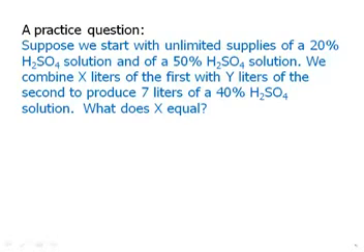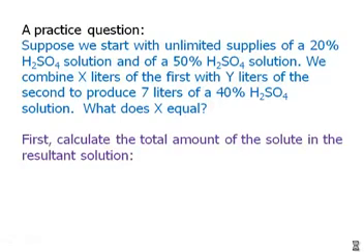Okay, here we have a question about H2SO4, sulfuric acid. You don't need to know about that. Suppose we start with unlimited supplies of a 20% solution and a 50% solution. We combine X liters of the first with Y liters of the second to produce 7 liters of a 40% solution. What does X equal? So clearly, X plus Y equals 7. That's one equation that we have. We have X liters of the first thing, Y liters of the second thing, so X plus Y equals 7.